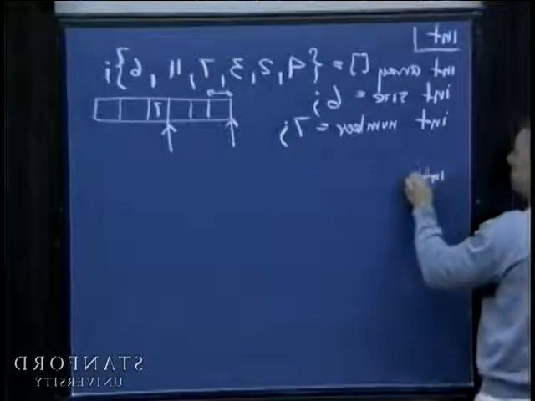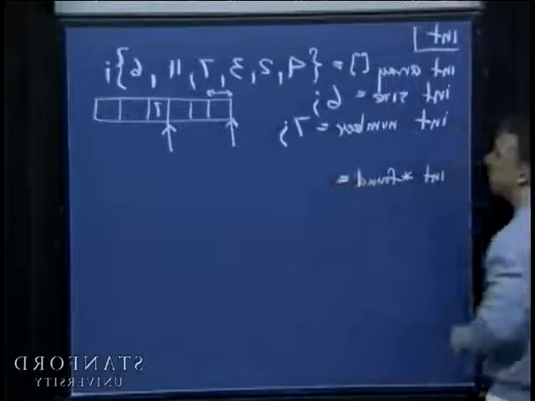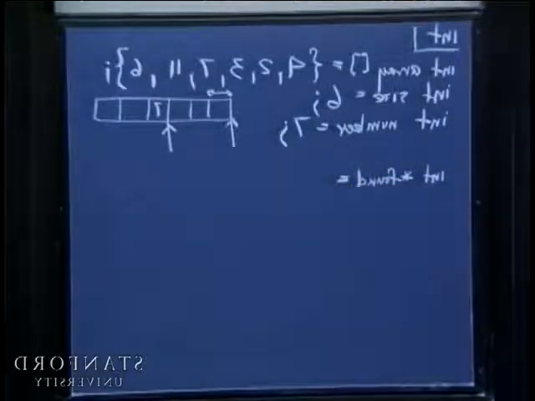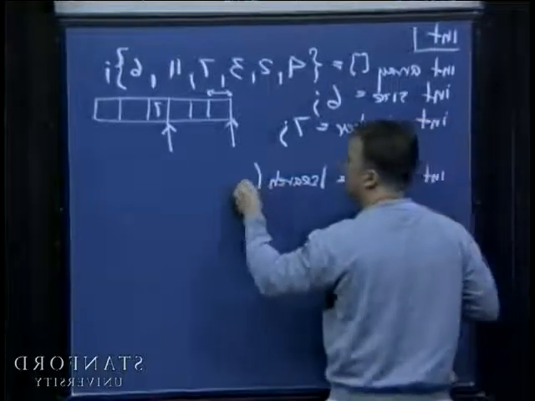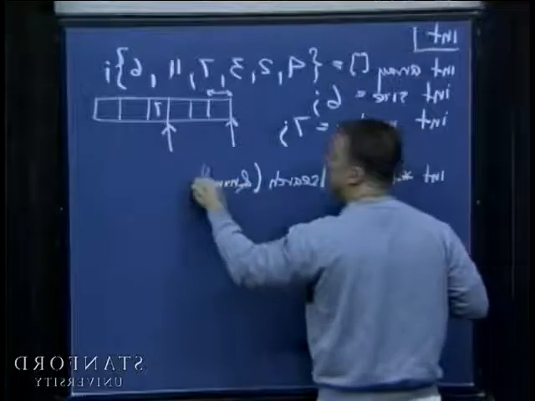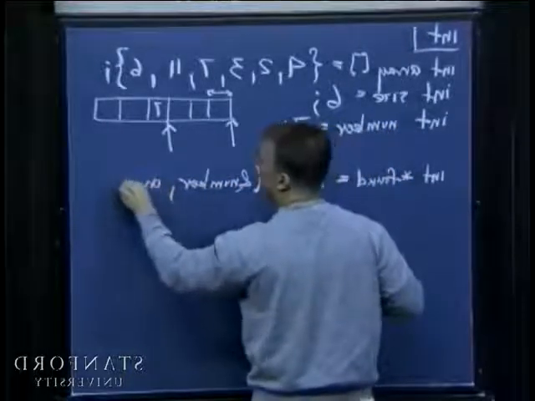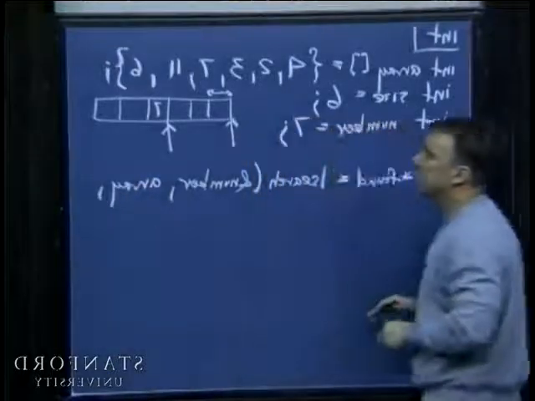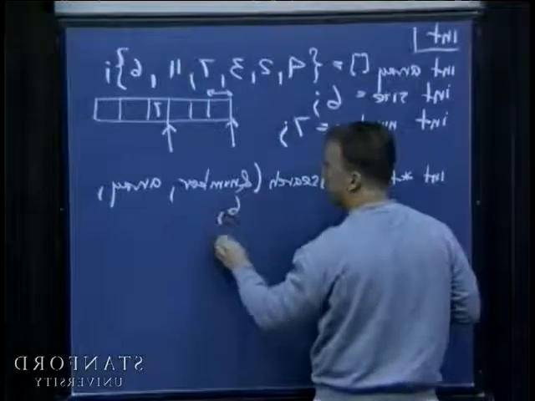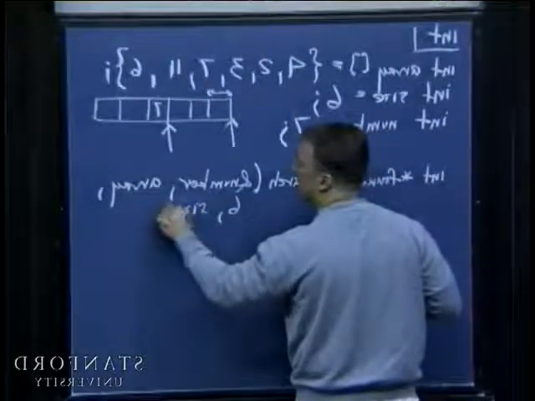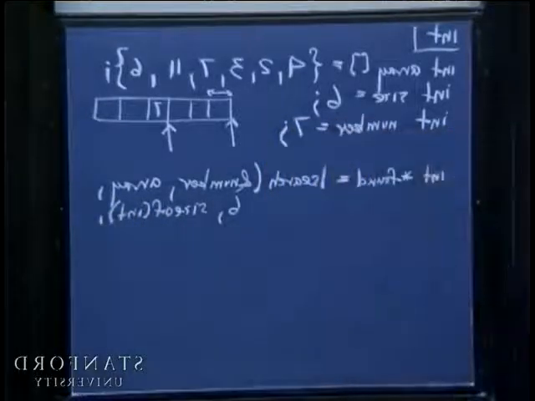Int star found is equal to, this is how I would call lsearch. Lsearch, ampersand of number. Array. No ampersand is needed. There's an implicit ampersand because it's really ampersand of array of 0. Pass in 6. Pass in size of int. That at compile time evaluates to 4, at least in our world.